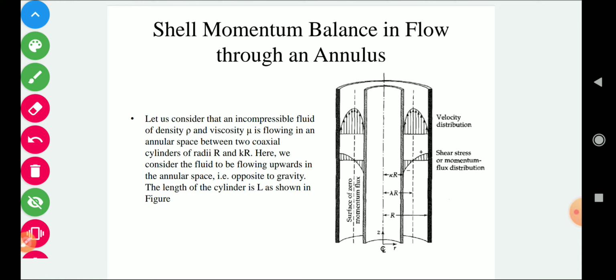Here we consider the flow to be flowing upward in the annular space, that is opposite to gravity. The flow direction is upward and the length of the cylinder is L as shown in the figure. This length is L, the radius of the larger cylinder is capital R, and the radius of the smaller cylinder is kR.